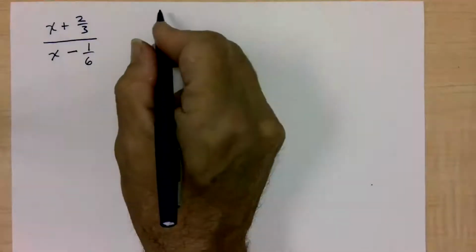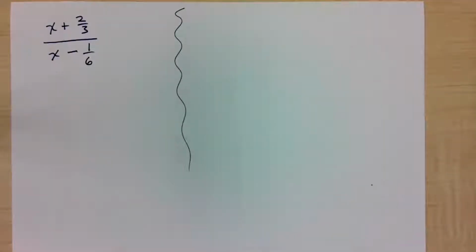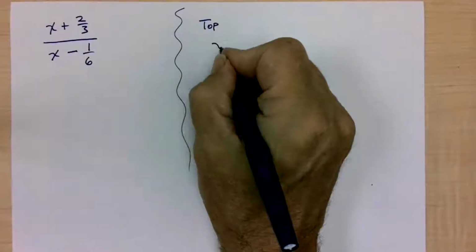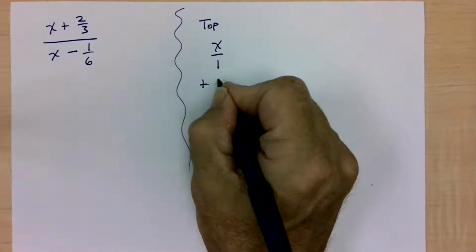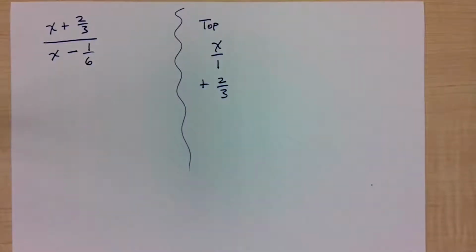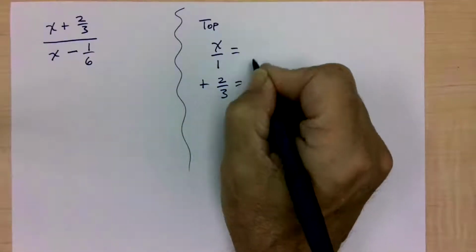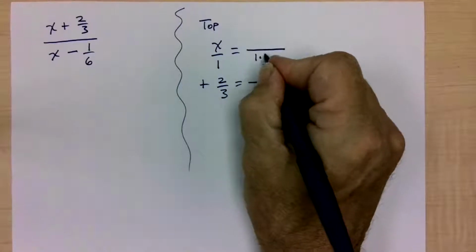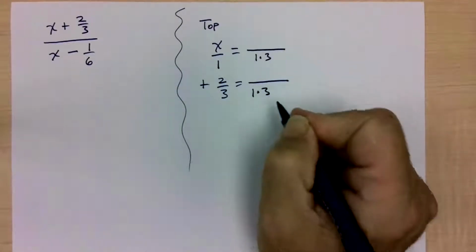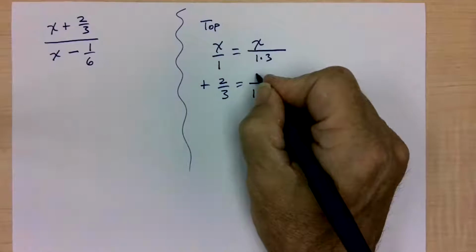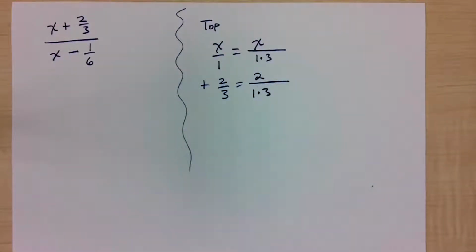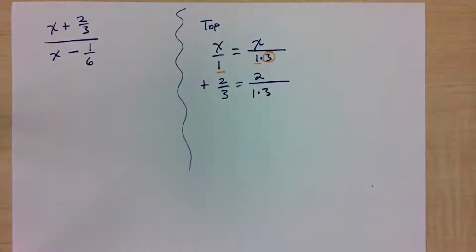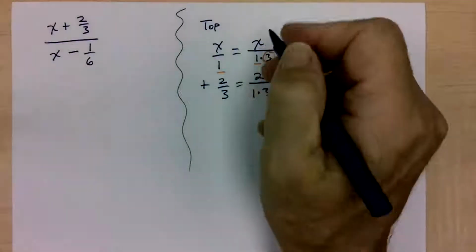And our process is going to be the same. Simplify the top. Top is x over 1 plus 2 over 3. Build a common denominator. The common denominator is 1 times 3. Bring over the numerators, and then look to see what's new. 1 was there before. 3 is new. Multiply the top by 3 to keep it an equivalent fraction.